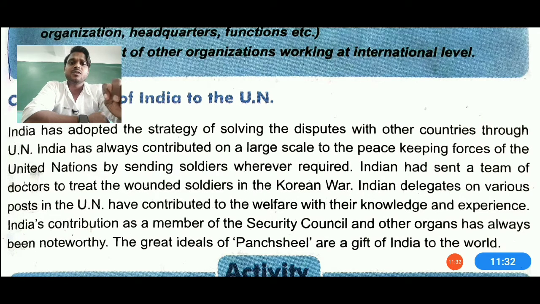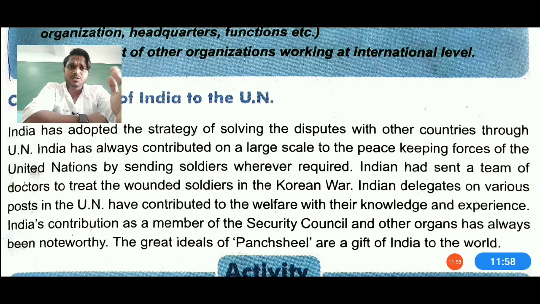India has always contributed large-scale peacekeeping forces to the United Nations by sending soldiers. As well, wherever required, India was ready to help the UN. Indian delegates, including doctors, treated wounded soldiers in the Korean War. Apart from that, Indian delegates on various posts are also there in the UN. They have contributed lots of welfare with their knowledge and experience.